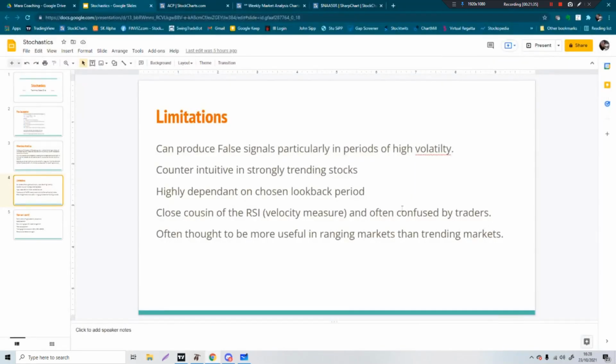I think as I went over, it's highly dependent on the chosen look back period. So if you're going to use it at all, use it in conjunction with how you trade. So if you like to buy stocks off, or if you're exiting and entering when things are moving above a 10 period or below a 10 period, then use a 10. If it's a 21 period, use that. If you're trading off the 200 period moving average, then use that as your look back period.